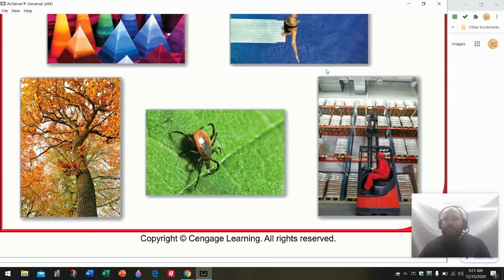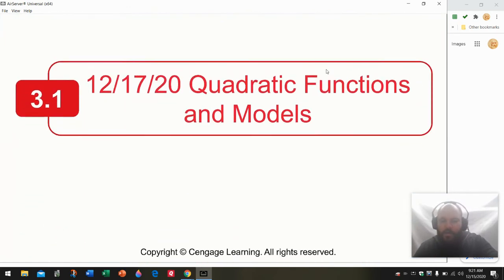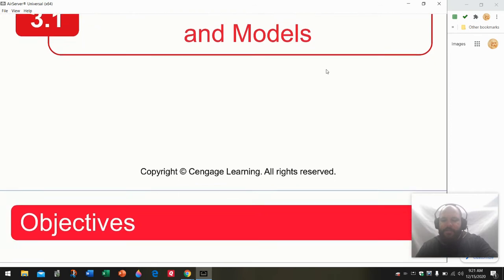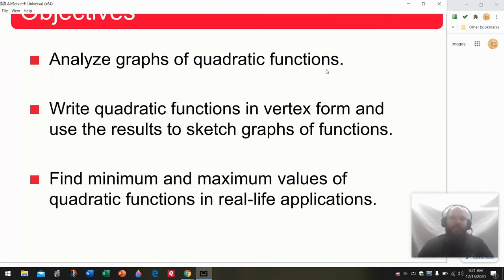For instance, how to graph them more specifically, as well as solve and also write a quadratic equation given certain parameters. And so all those prerequisite skills that we just finished going over are going to be used to do what we're going to start talking about now. So you can see this is called quadratic functions and models. Here's a few of the things we're going to be doing.